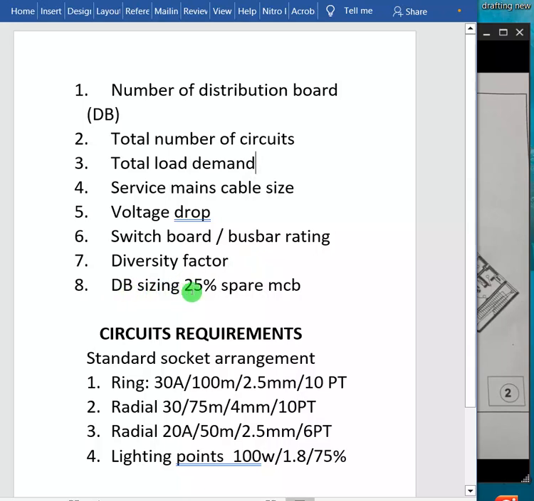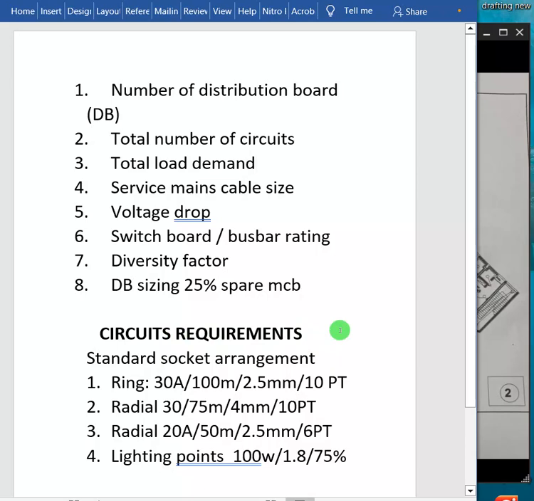We're going to also consider 25% spare MCB for each of these distribution boards. Okay, these are the requirements stipulated by the regulatory body. Each of these distribution boards, we're going to make allowance for 25% spare MCB. Okay, in case of emergency or in case of an event, you have to devise a means of providing spare final circuit breakers.